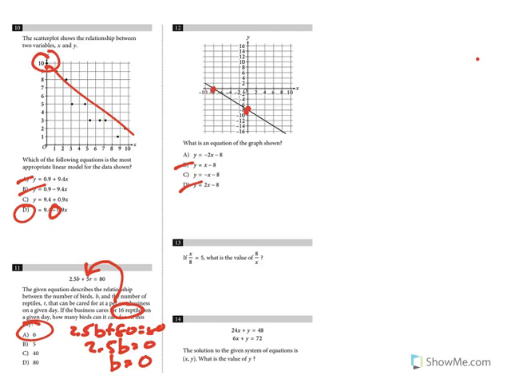So if I have intercepts here at -8 and -8, it means my slope is going to be rise 8, run -8, which is a slope, of course, of -1.